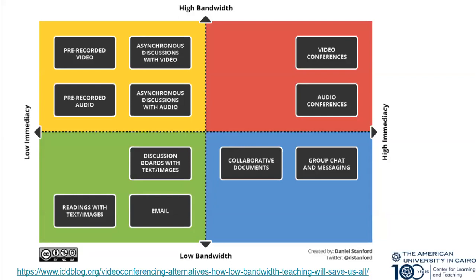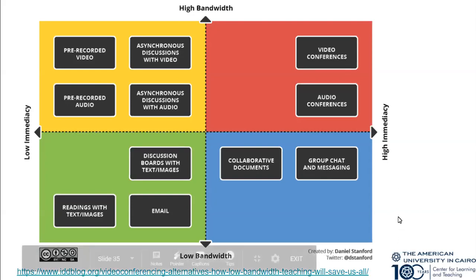So these are the high immediacy and high bandwidth things. Because in Egypt, not everyone has a great internet connection, I would not do the synchronous video unless you really need to. And also when people get together on a video meeting, they don't have to have their video on. Turning the video off sometimes enables people to participate better and have better audio.